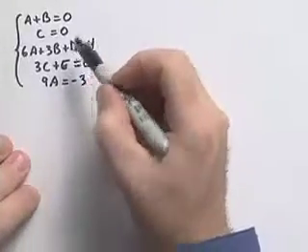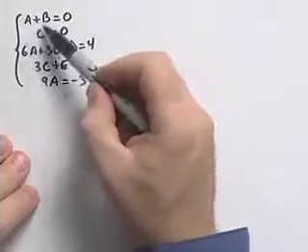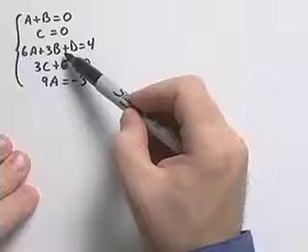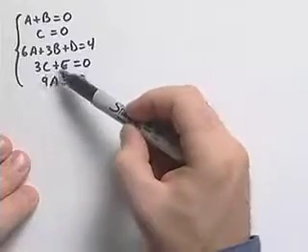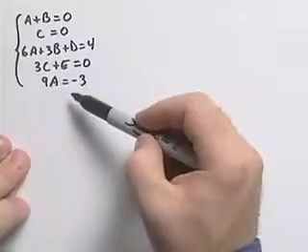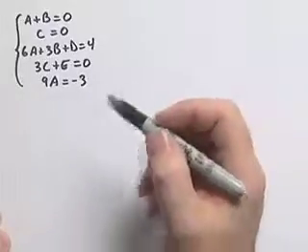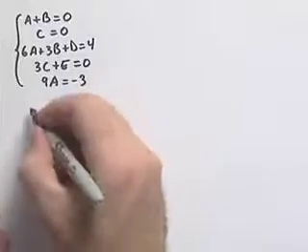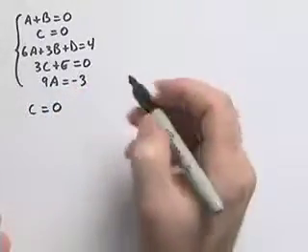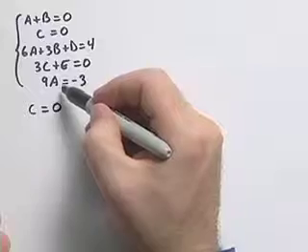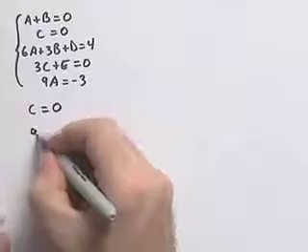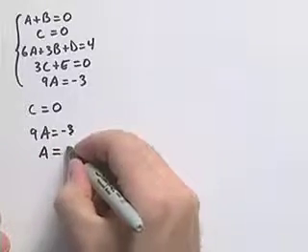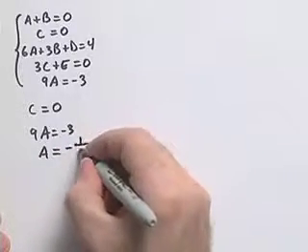When we equate the coefficients, we get the following system. We get a plus b equals 0, c equals 0, 6a plus 3b plus d equals 4, 3c plus e equals 0, and 9a equals negative 3. We can look and see in the second equation, we already know that c is going to equal 0. We'll go ahead and write that down. Look at the very last equation, 9a equals negative 3. That tells us that a is equal to negative 1/3.